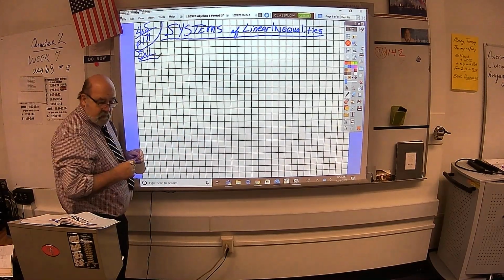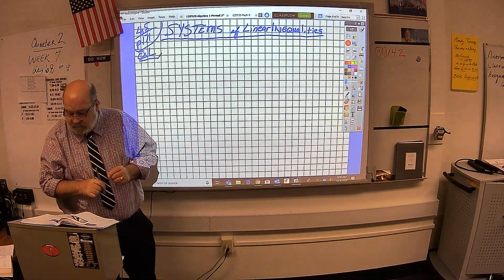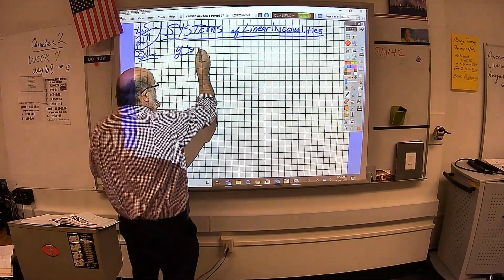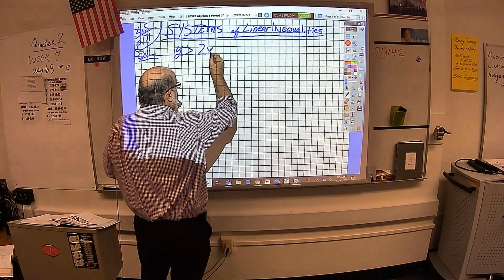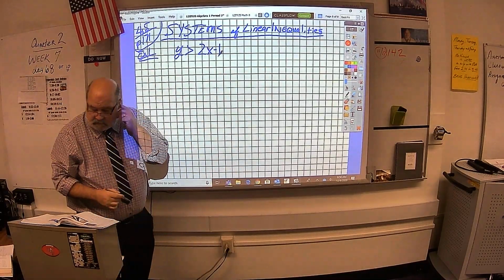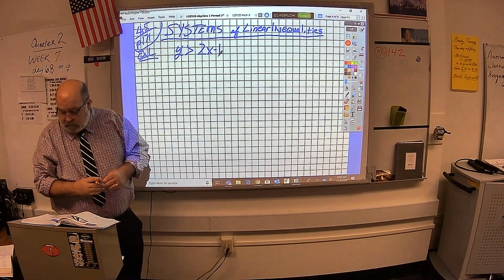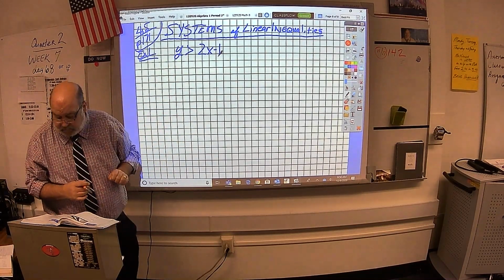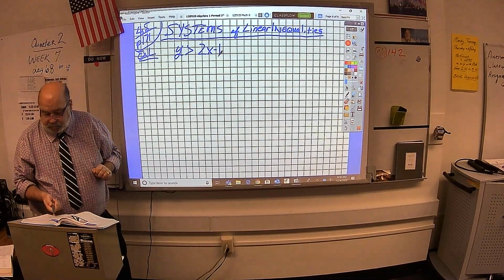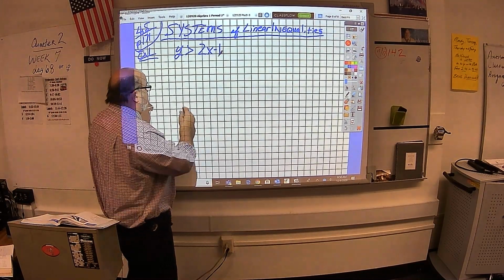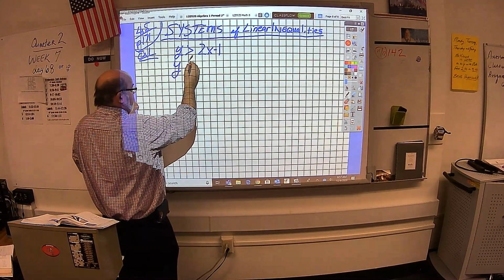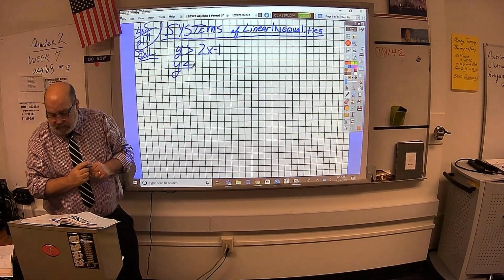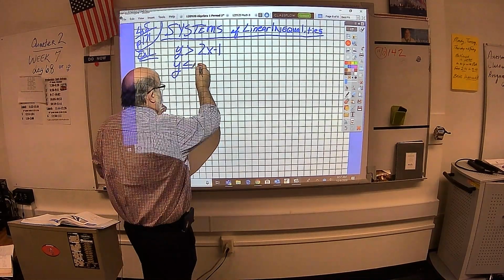All right? Example 1 is given to us as follows. Y is greater than 2x minus 1. So we know a couple things right up to that when we're going to graph. All right, now, the next part of this is y is less than or equal to negative x plus 1.